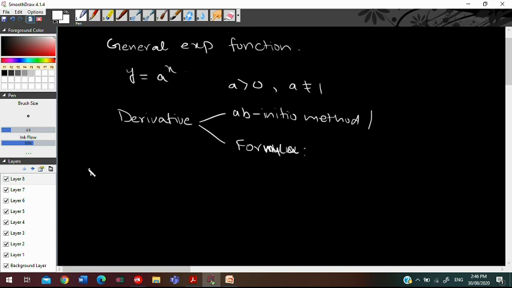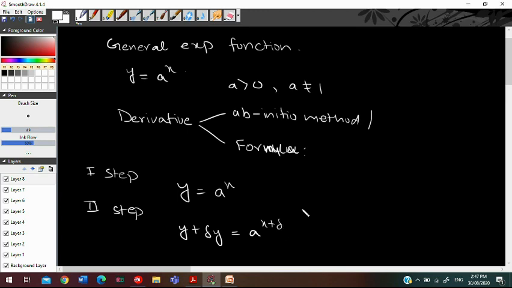Now the first method, the first principle method or ab initio method. I have told you in my previous 2-3 lectures and in my previous exercise which you have done with me that the ab initio method consists of 4 main steps. The first step is in which we write y is equal to a power x, meaning we write the function, and then in the second step we bring increase in y as well as in x, like this.